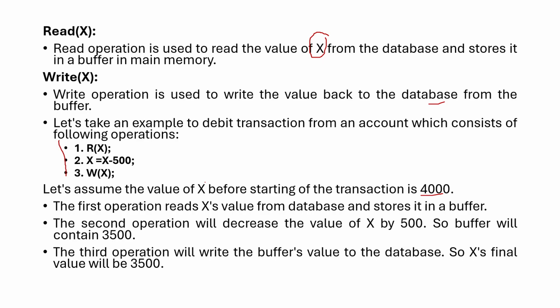The third operation is the write operation. The value of x in the buffer is now 3500, so it is going to be written back to the database from the buffer. It writes back to the database as x is 3500. So now the x value is 3500.